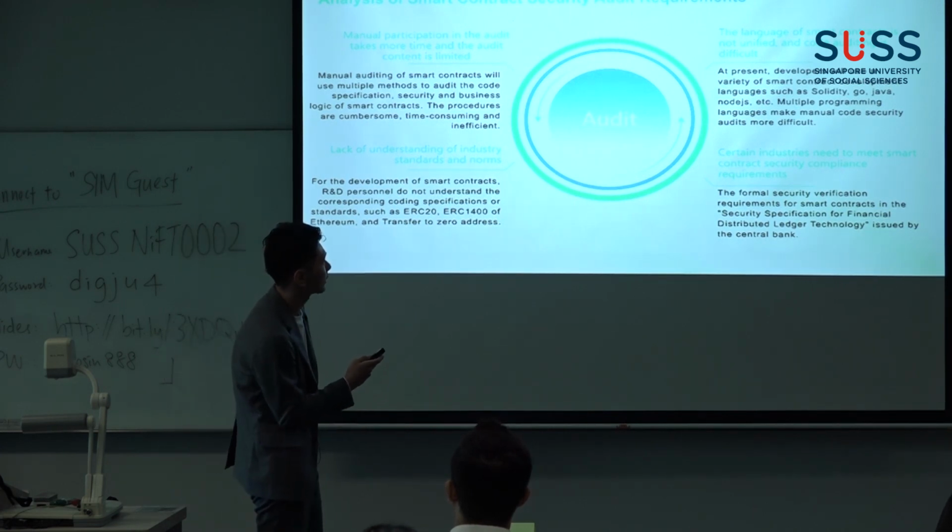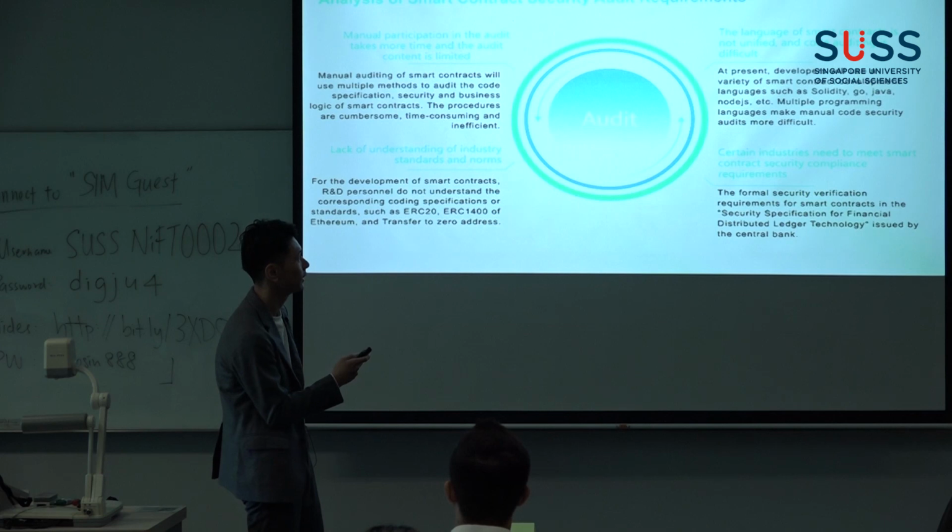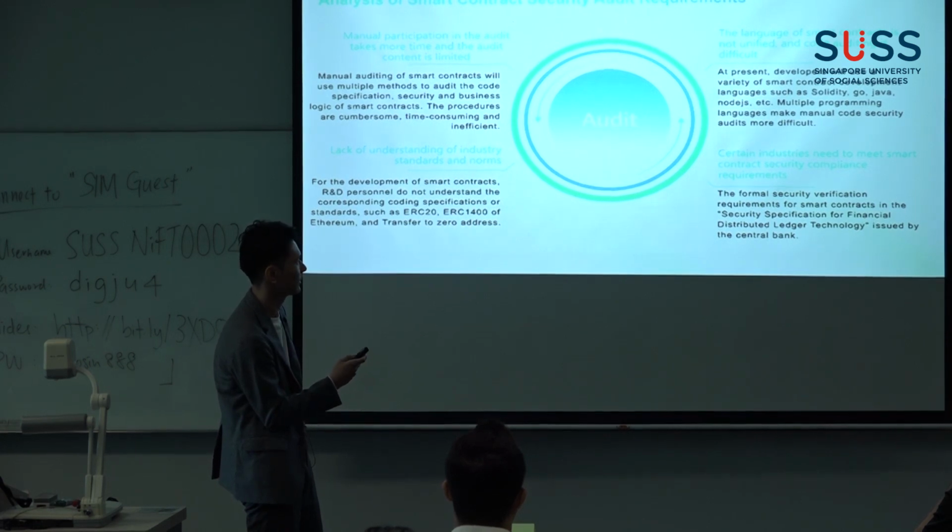And the language of smart contracts is not unified, and code auditing is difficult. For example, we just talk about Solidity, but there's actually Go, Java, Node.js, or Rust coded, or even Move coded smart contracts. And multiple programming languages make it very hard for a small project to learn the security aspects of all of them.